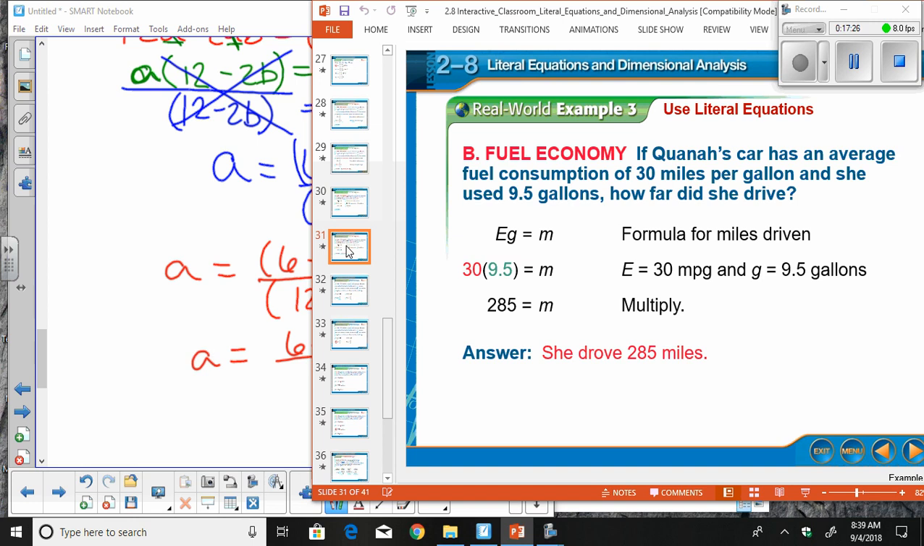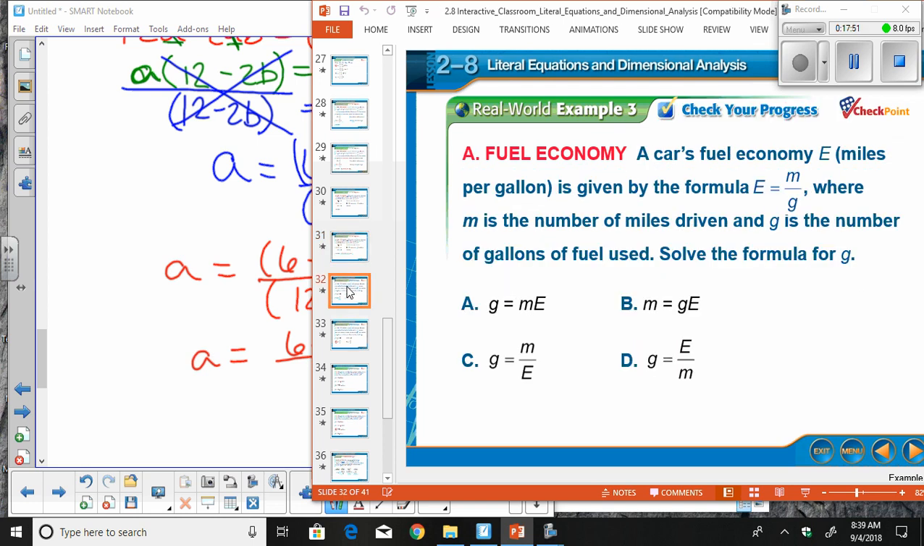Then it asks in part B, if Quanta's car has an average fuel consumption of 30 miles per gallon, and she used 9.5 gallons, how far did she drive? So our average fuel consumption, E, is 30. Our gallons used is 9.5. We multiply to get 285 miles.